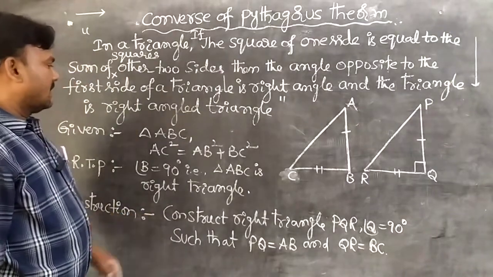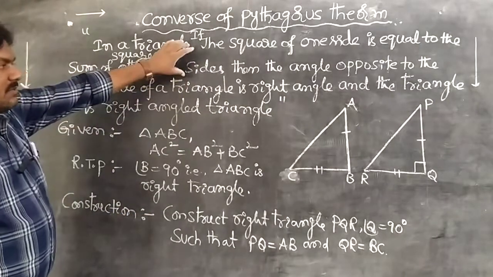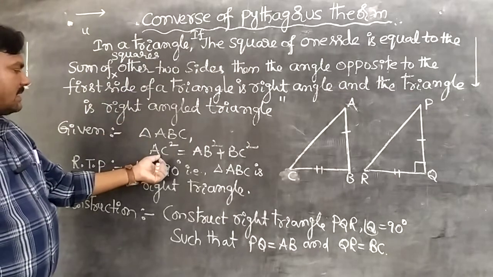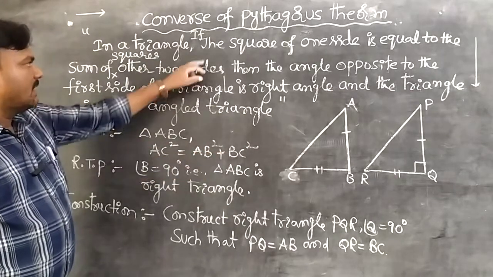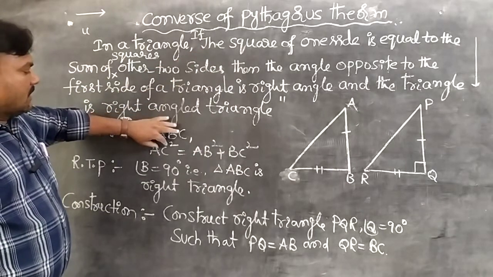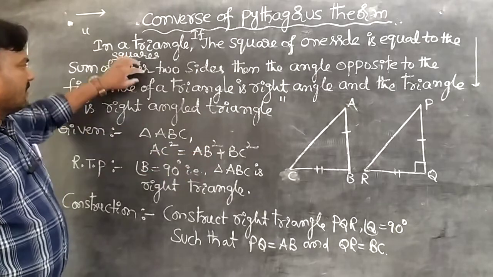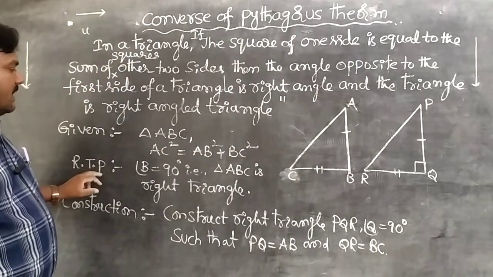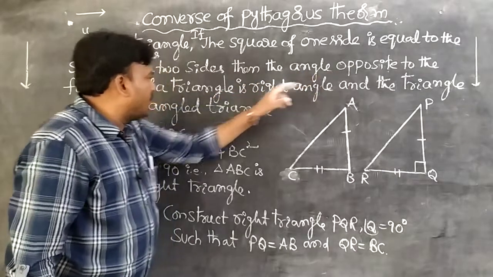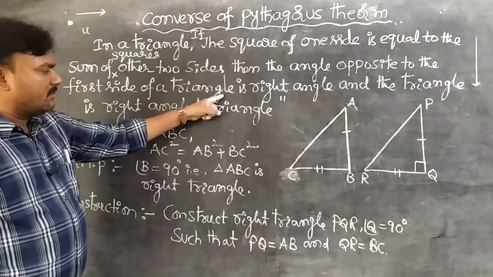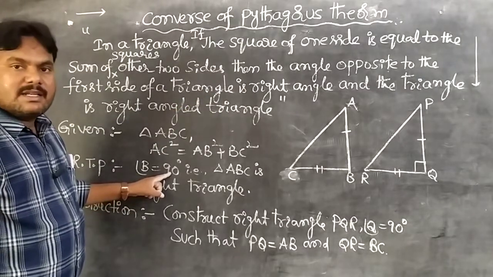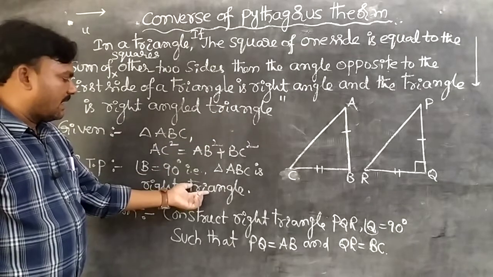Students, observe here. In the given part, triangle ABC, AC square equals AB square plus BC square. The square of one side, I have taken AC, equals the sum of squares of the other two sides, given already. Then what we prove: the angle opposite to the first side, that means here angle B equals 90 degrees. One angle is 90 degrees means automatically the whole triangle is a right angle triangle.